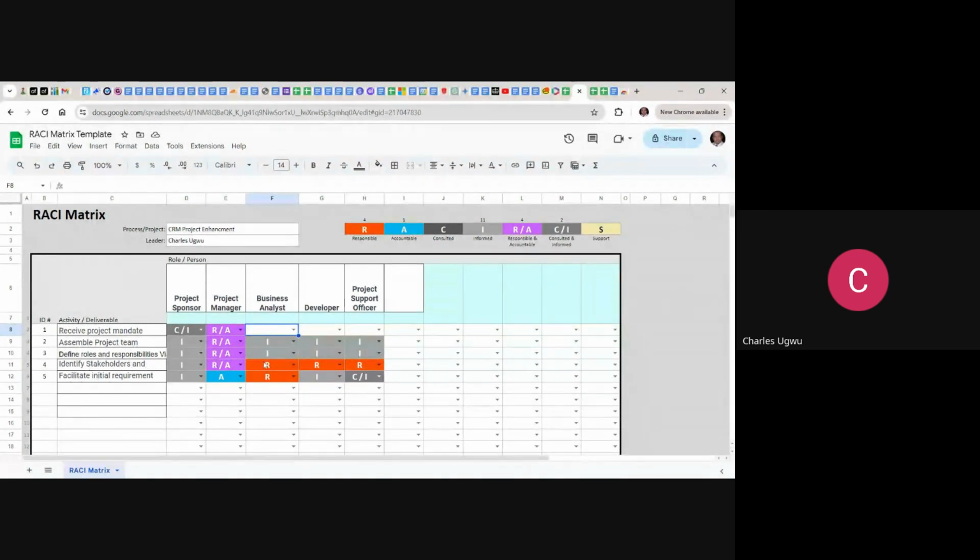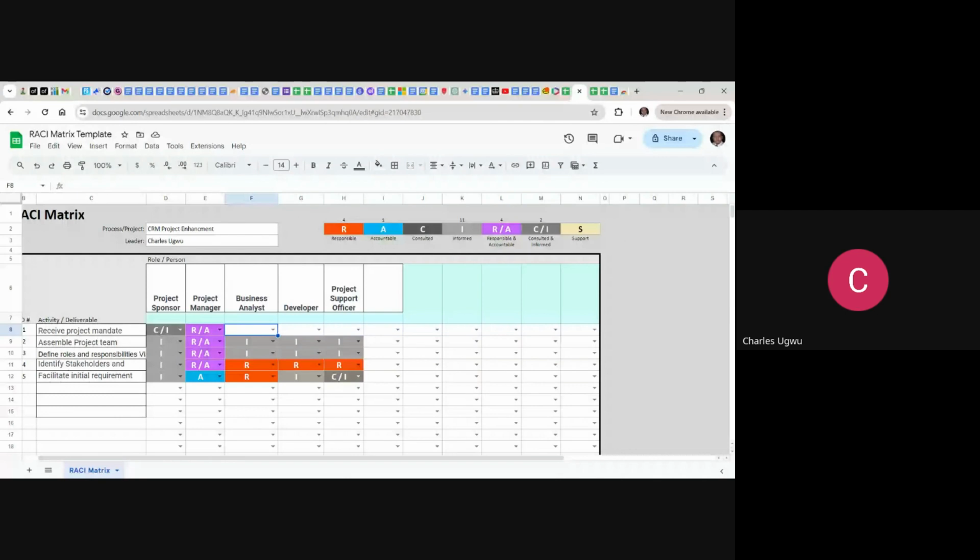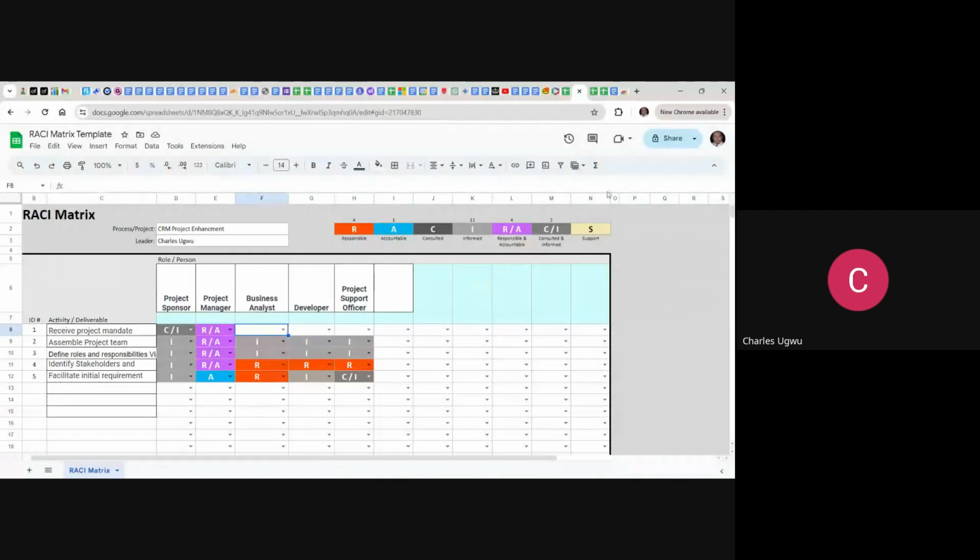Identifying stakeholders: everybody here needs to identify the various stakeholders we are working with. And you see here, business analysts identifying stakeholders, developers identifying stakeholders, project support officer, because you need some people you need to report to. So that's why you need to identify. So this is how a RACI should look. It's a very simple document, and I don't think it's very difficult to understand.